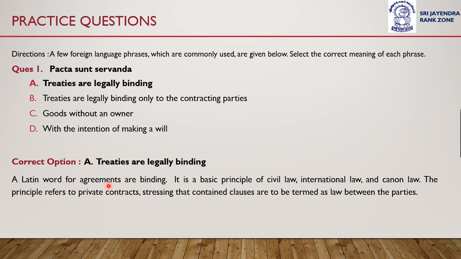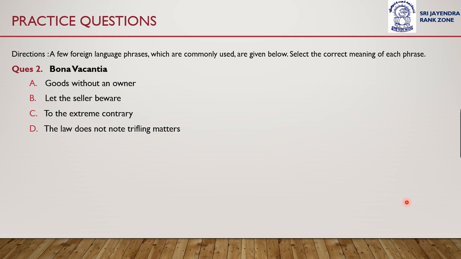It is a Latin phrase for agreements are binding. It is basically a principle of civil law, international law and canon law. The principle refers to private contracts, stressing that contained clauses are to be deferred to as law between the parties. So, pacta sunt servanda means treaties are legally binding.